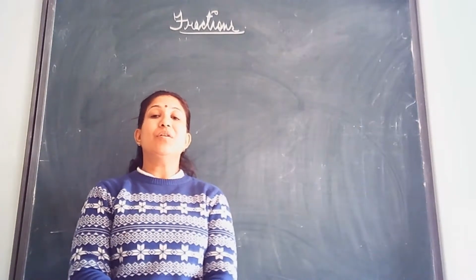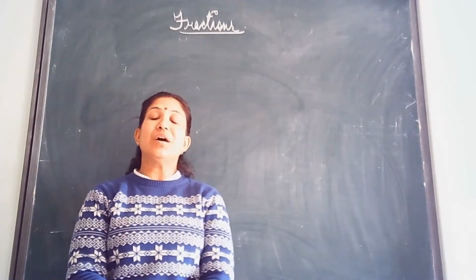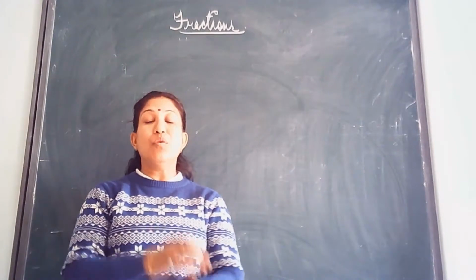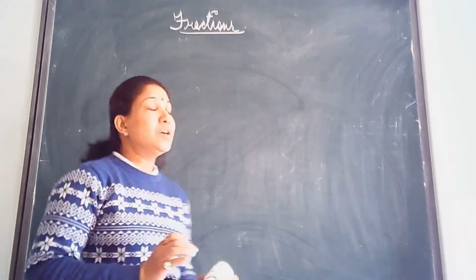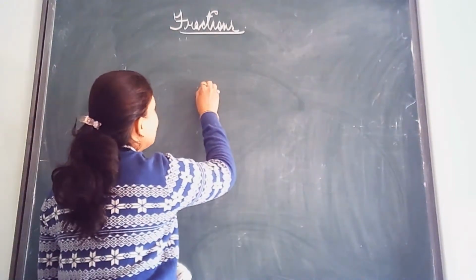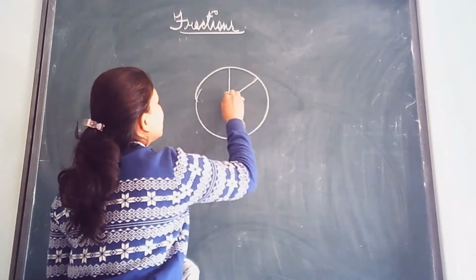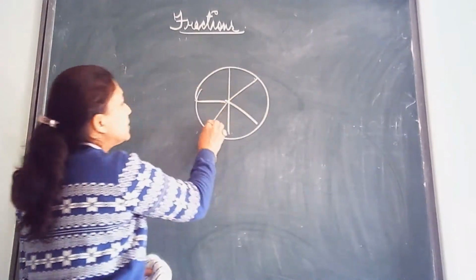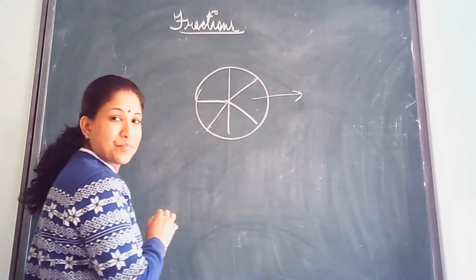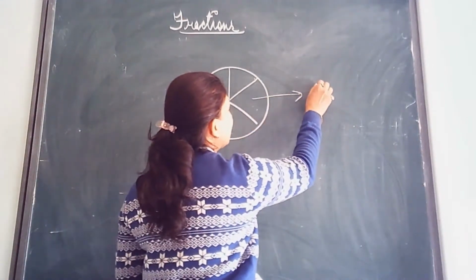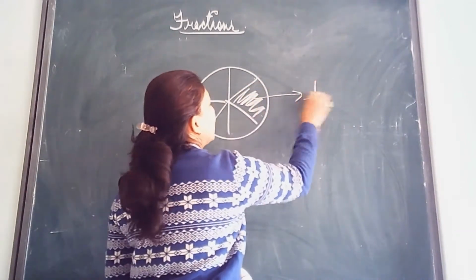The first thing is, what is a fraction? A fraction is a part of a whole. That means you take any object. Take for example, you have a pizza, and you see there are so many pieces in that. Suppose you have taken this piece. So you have eaten or taken how many parts? Let me take one part.